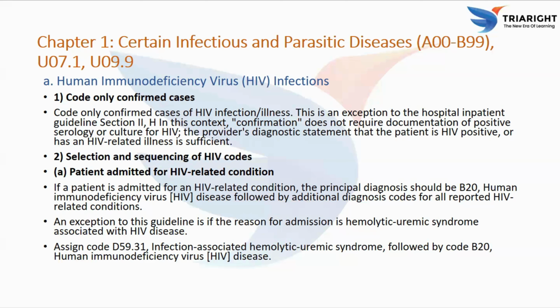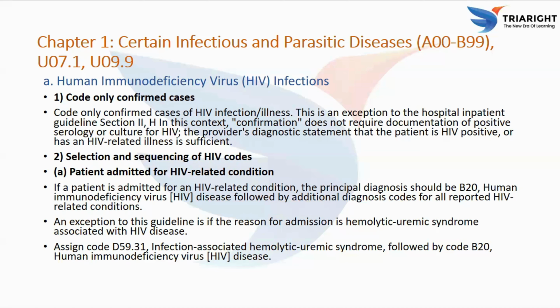So next is selection and sequencing of HIV codes. How do you select? How do you sequence them? First, the patient is admitted for an HIV related condition. So what is the key rule for sequencing? If a patient is admitted because of an HIV related illness, the principal diagnosis must be B20 for HIV disease, not Z21 or R75, which is inconclusive.